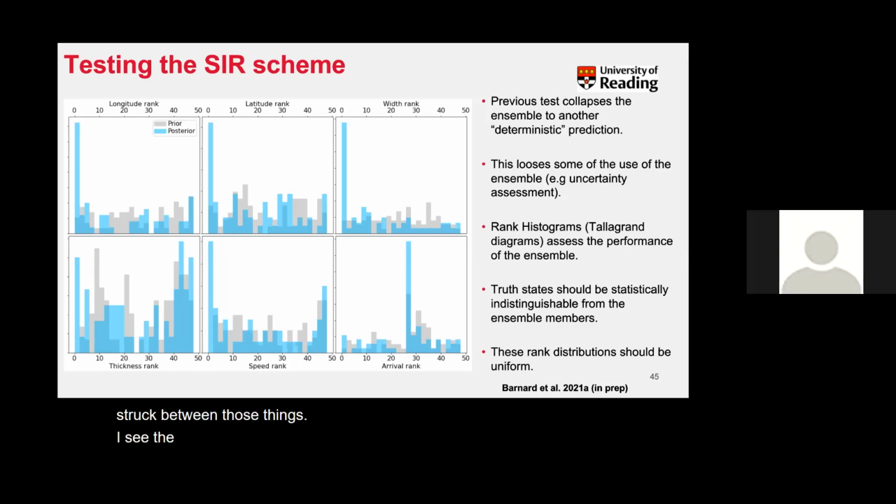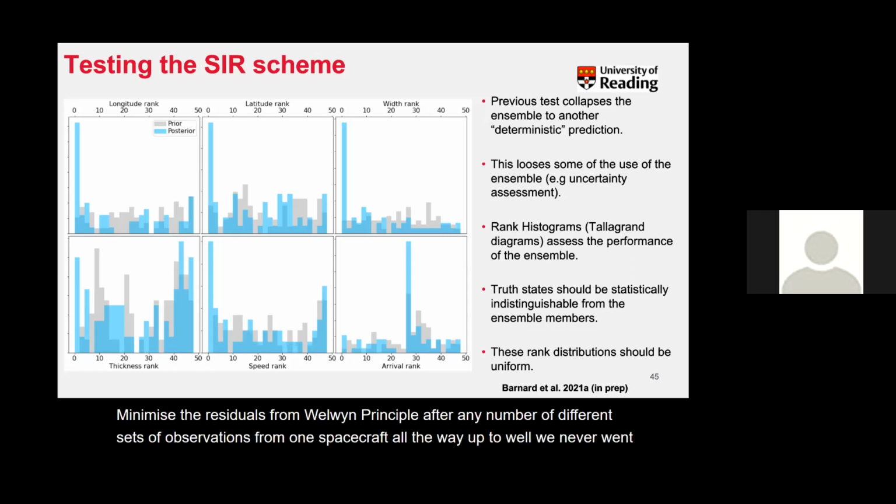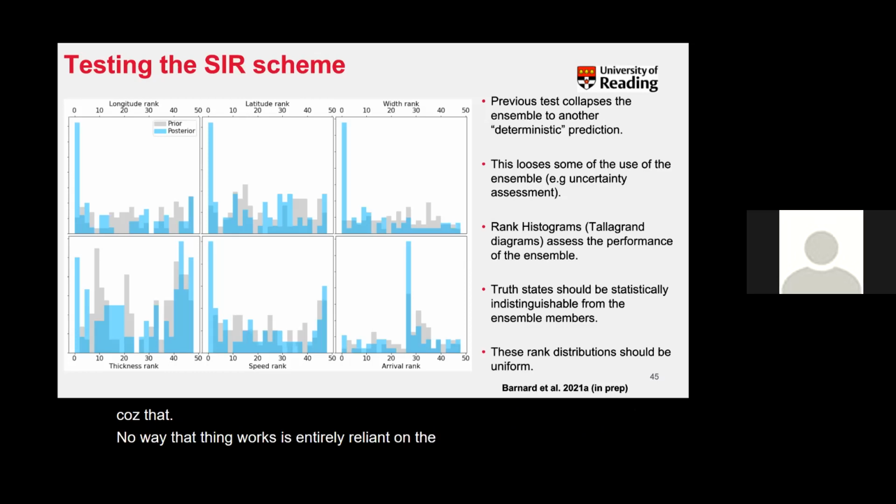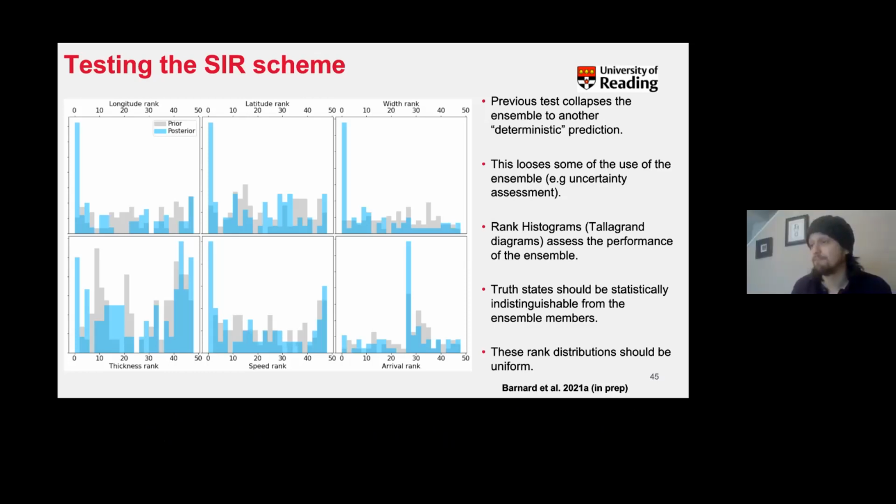Yeah, what we did was to have basically a huge database of front edges for a particular family of geometries, and then minimize the residuals from, well, in principle, up to any number of different sets of observations, from one spacecraft all the way up to, well, we never went beyond three because there were only ever three in operation simultaneously, SMEI and the two STEREOs. So that was always with HI2 though, rather than HI1, because the whole way that thing works is entirely reliant on the non-linearities. Thanks. Yes. Thank you, James.